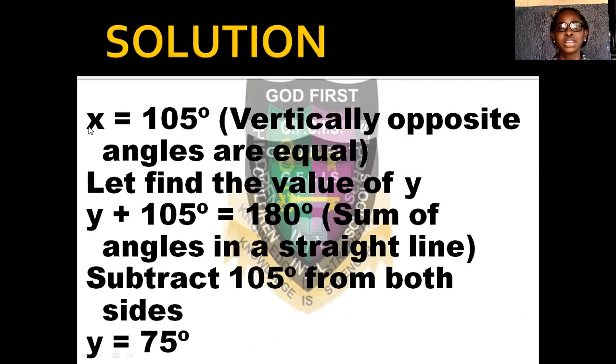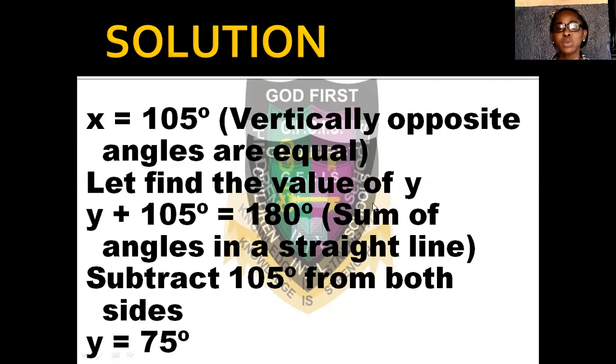So let's go on. X is equal to 105 degrees. Reason: vertically opposite angles are equal. Please, you have to state your reasons. Vertically opposite angles are equal. X is equal to 105 because they are opposite angles, and they are equal.